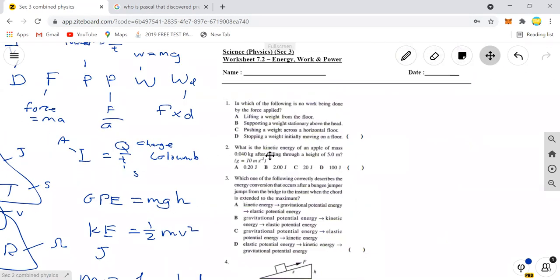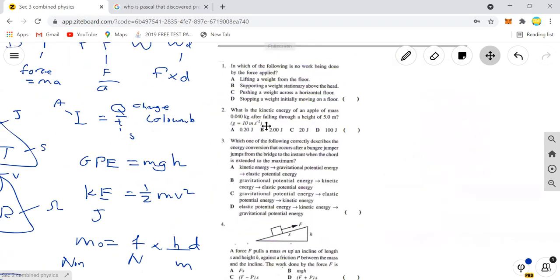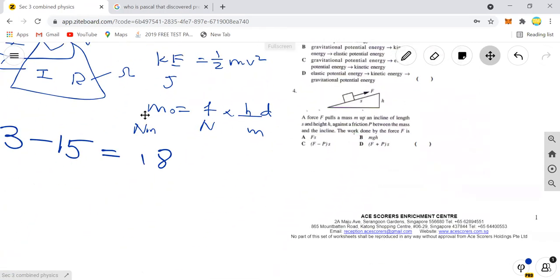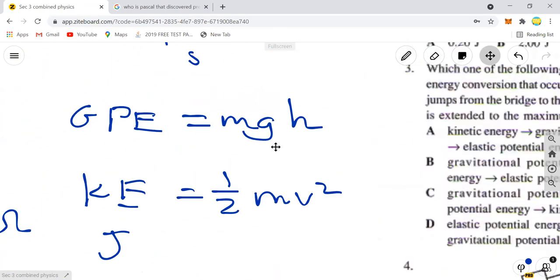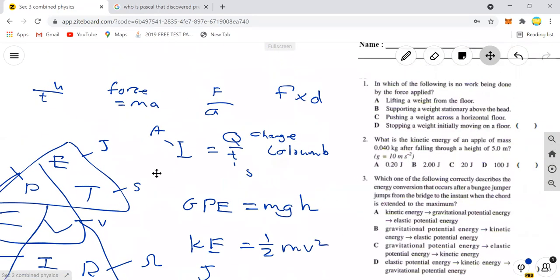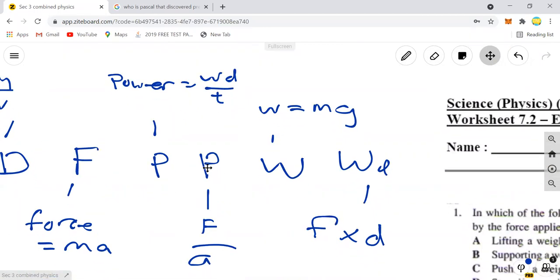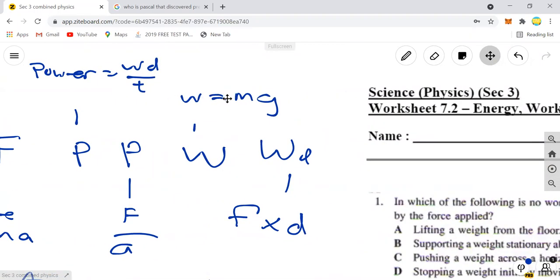All right, so moving on. I printed the sheet, so I'll pass it to you. We will give it a try. So this is energy, work, and power, which means you will be using more of this. GP, which is MGH, and KE, which is half MV squared, right? And power is here. P equals work done over time. Pressure, I don't think you'll use, but you also use P equals force over area.